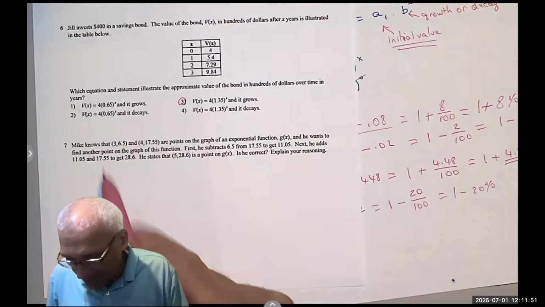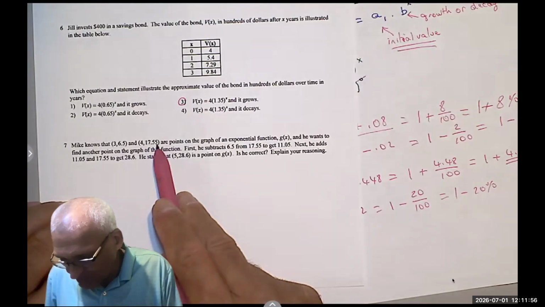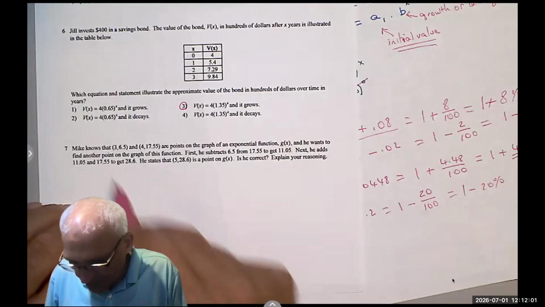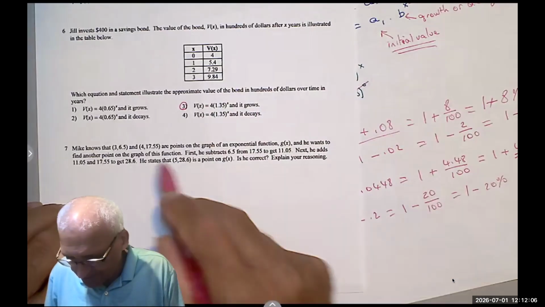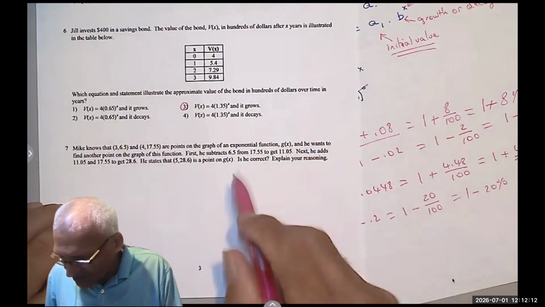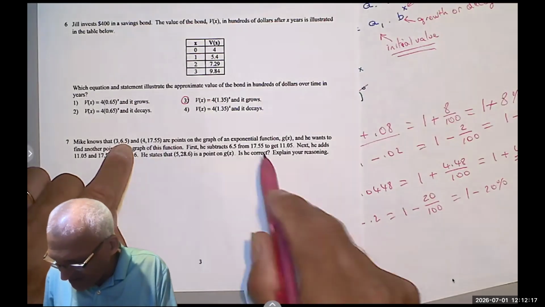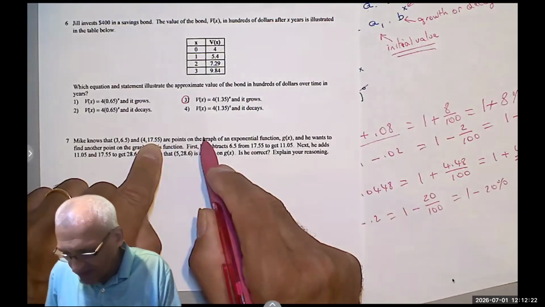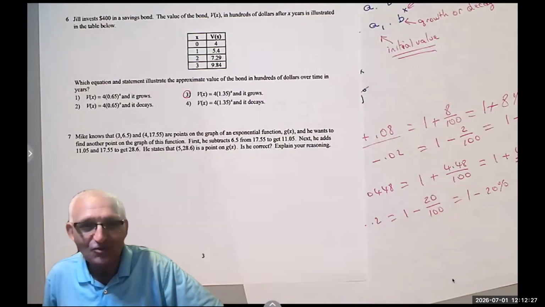The last one says Mike knows that (3, 6.5) and (4, 17.55) are points on the graph of an exponential function. And he wants to find another point on the graph, meaning 5 and something. So yeah, (3, 6.5), (4, 17.55), and then he needs 5. So he said, okay, the difference between 6.5 and 17.55 is 11.05. So I'm going to add 11.05 here to get 28.6. Is he correct? Absolutely not.